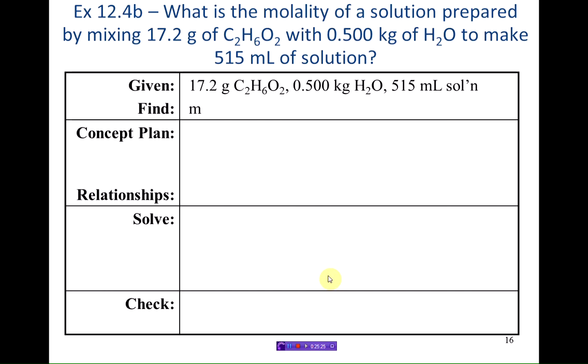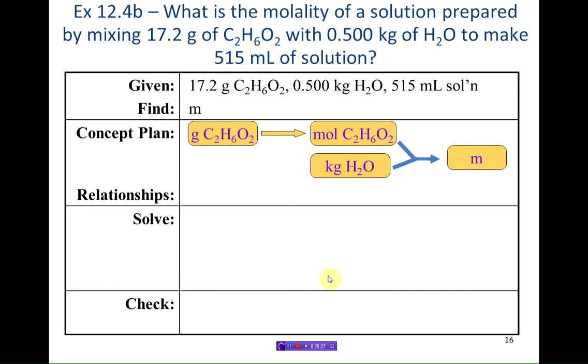So we're going to start off with the grams of our solute converted into moles using the molar mass. We've got the mass of our solvent, which is given, and if we divide those two, we should get the molality. Because remember, molality is moles of solute per kilogram of solvent, and then the molar mass, which we calculate from the formula, is 62.07 grams per mole.